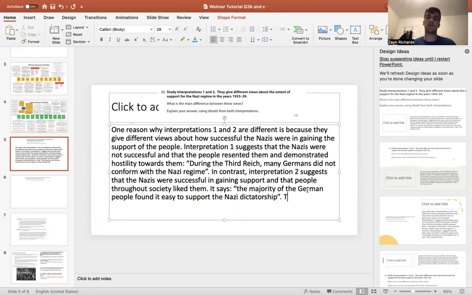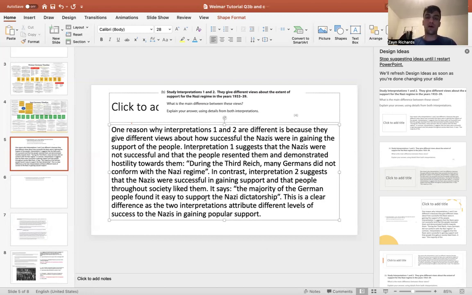Just to be on the safe side, you then say this is a clear difference as the two interpretations attribute different levels of success to the Nazis in gaining support. Okay. So just a little sentence at the end, just consolidating what you said. You don't have to, if you're in a rush in the exam, you still probably get 4.